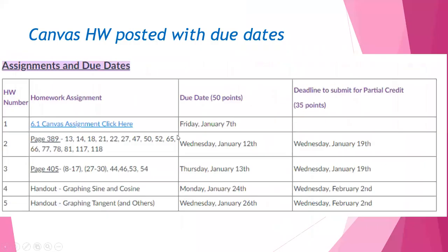So this is just a screenshot of what is posted on our Canvas page as far as our assignments and due dates. We are officially finished with 6.1. So you can start working on this first homework assignment. There's only 5 assignments due for the entire month of January, sorry, I'm trying to push us to February. There's only 5 assignments for January. These are the due dates for those assignments.